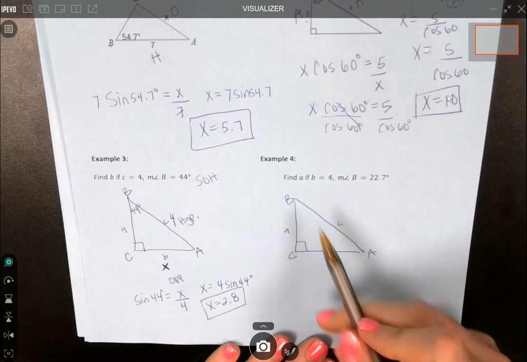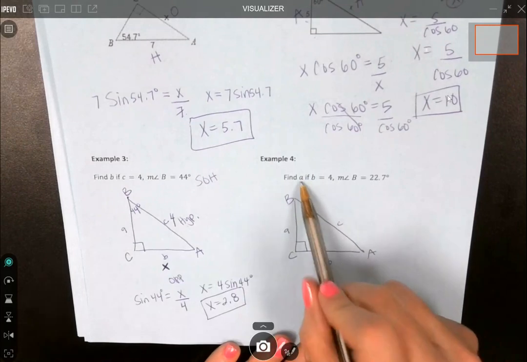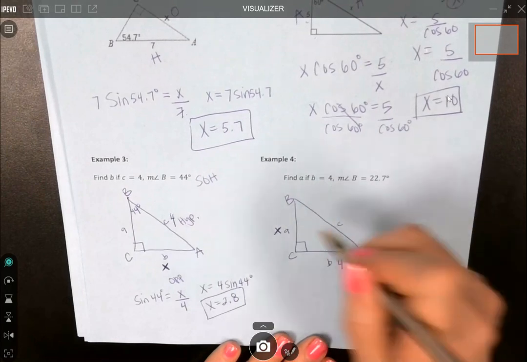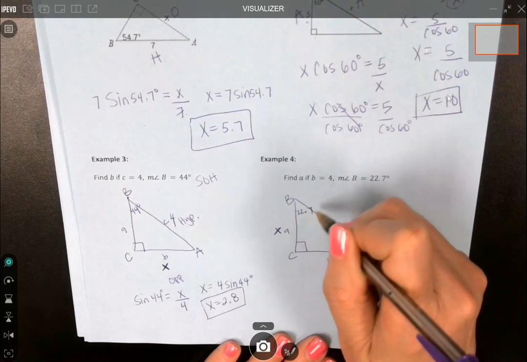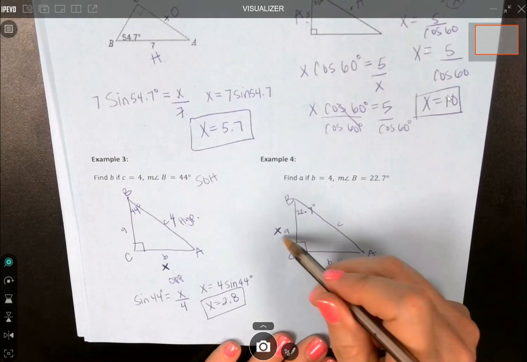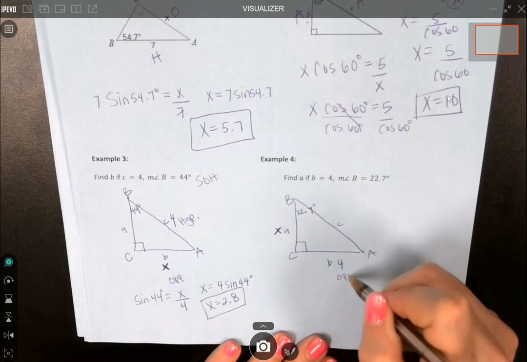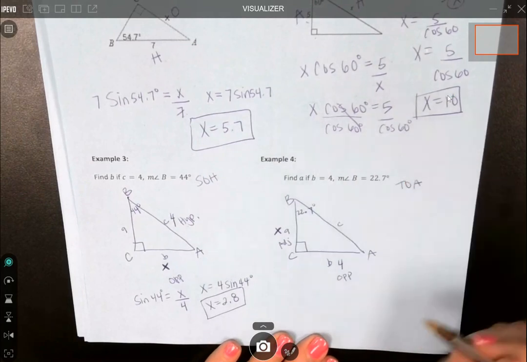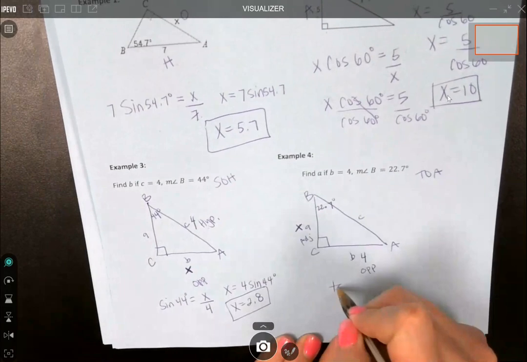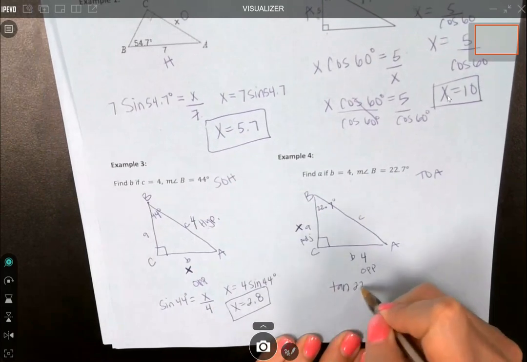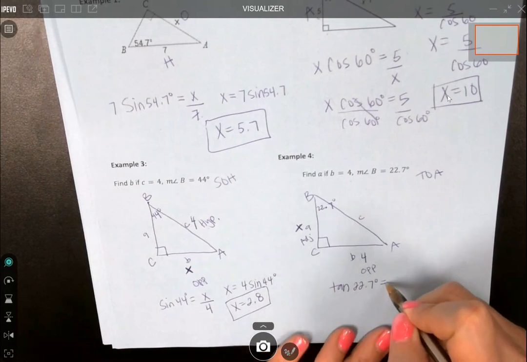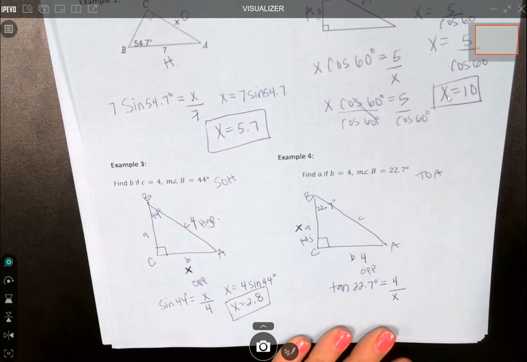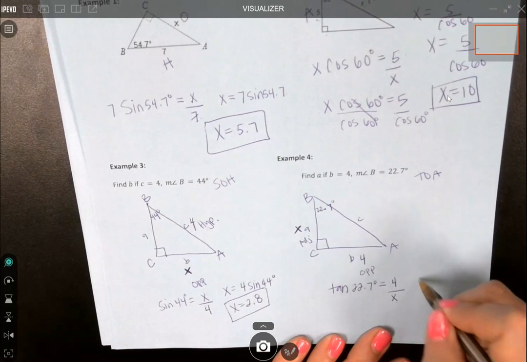Okay? All right, we have one more. So we're finding A, so put an x for A, and then little b is 4, and the measure of B is 22.7 degrees. So I'm going to label these two sides. So this is opposite, this is adjacent. So that's TOA. Okay, so this is the tangent of 22.7 degrees equals opposite side, which is 4, over adjacent side, which is x.